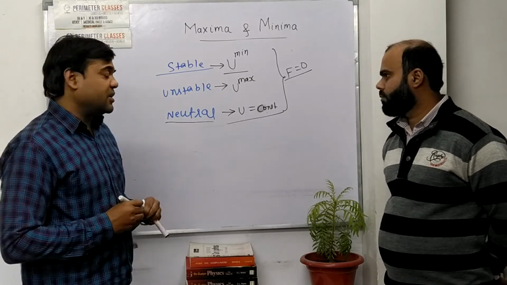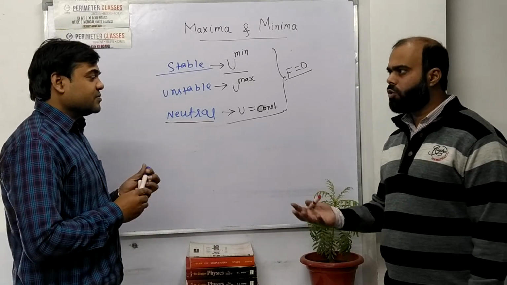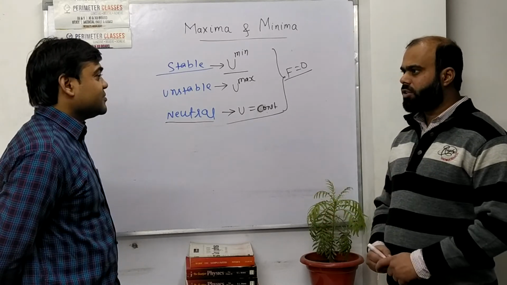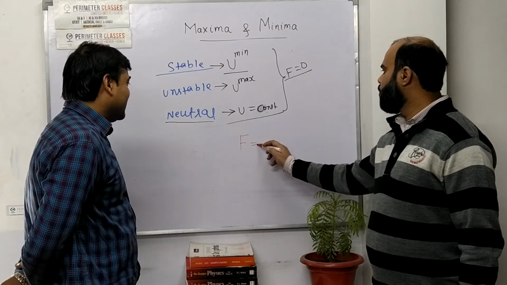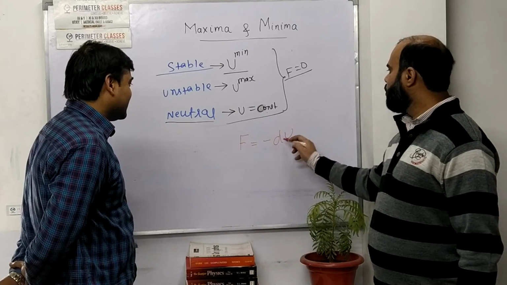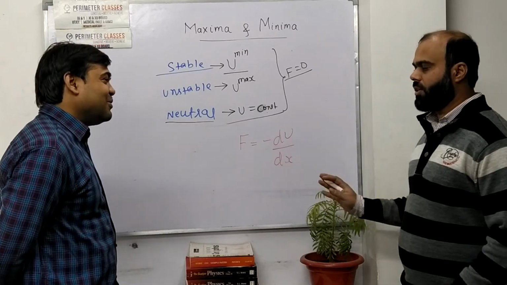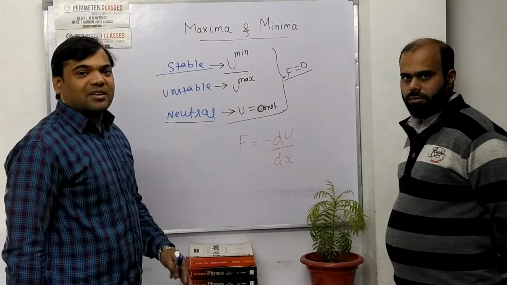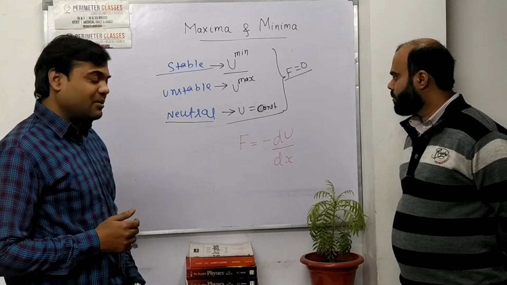If I remember, in one of our previous videos, you told students that potential energy and force are related. Yes, like this: force is equal to minus dU by dx. So I think you are going to use this concept again. Yeah, and using this you can simply see how the condition of equilibrium is related with the method of maxima and minima.